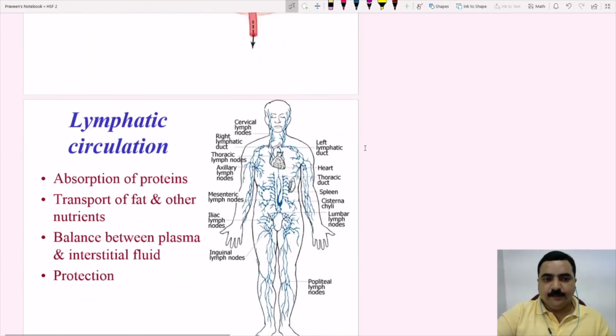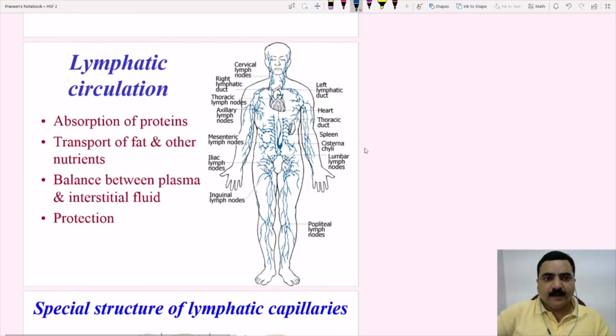Okay, so let's go into the lymphatic circulation. That is the one that is taking away the proteins present in the interstitium: absorption of the proteins from the interstitium. And the transport of fat and other nutrients from the GI tract. Because the fat molecules are large, they cannot directly go into the blood vessels, so they are taken up by the lymphatic circulation and then given to the blood circulation. And the balance between the plasma and the interstitial fluid, that is the major thing. So if this lymphatic vessel is blocked, what will happen? The interstitial fluid will accumulate and not go back to the plasma, so it will accumulate over there and create edema.